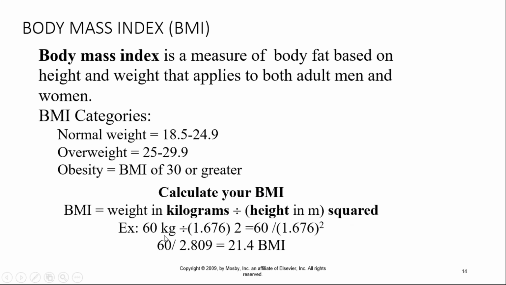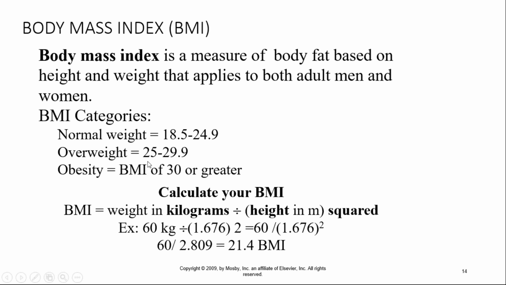So for a 60 kilogram individual with a height of about 1.676 meters, which is about 5.5 feet, squared. So this is 60 divided by 1.676 squared. And so you get a BMI of 21.4. According to WHO, you have a normal weight if the BMI is between 18.5 and 24.9.